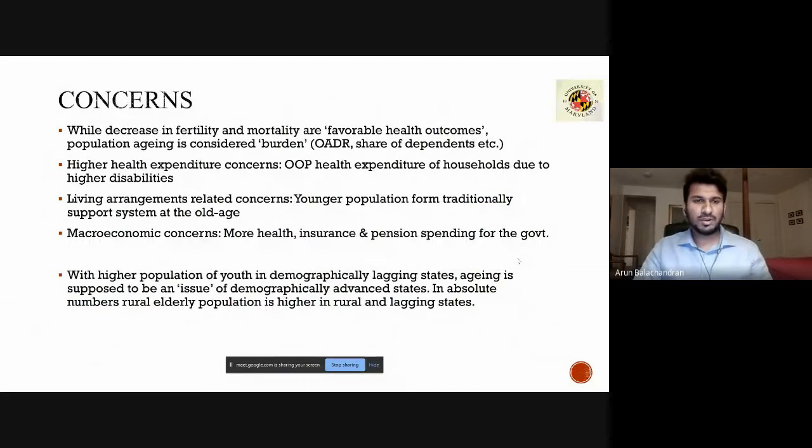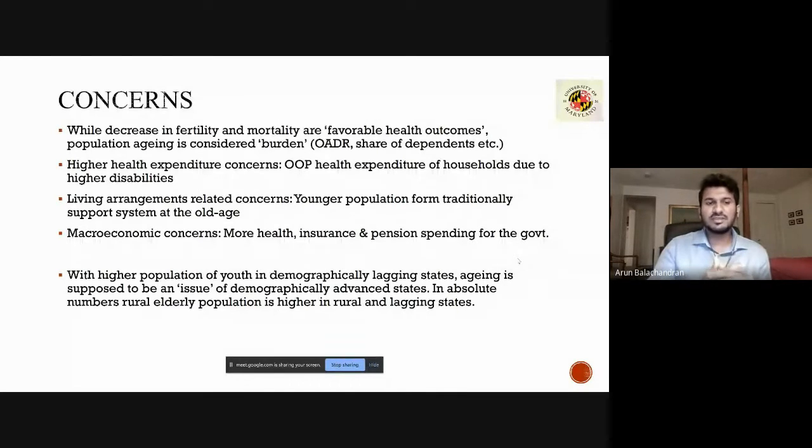And why, while we talk about population aging and its rise, is it often talked about in terms of a concern? Though the decrease in fertility and the decrease in mortality are both favorable health outcomes, so to speak, as per health experts, the result of that, which is an increase in the elderly or population aging, is often termed a burden. The terminology often used in the literature is the old age dependency ratio or the share of dependents, etc.